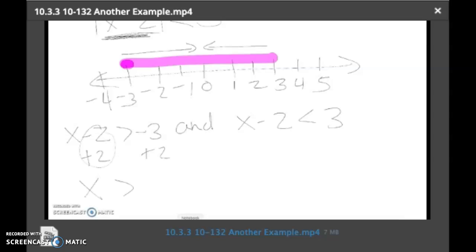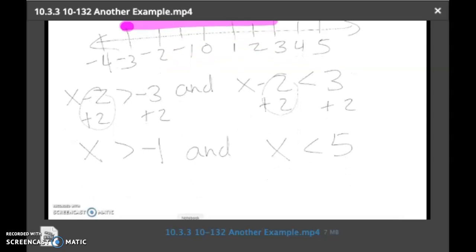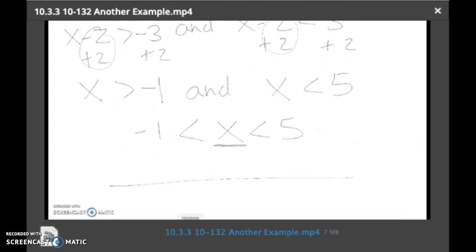So I get x is greater than -1, and x is less than 5, okay? So now I can rewrite this a different way. I have x can be the numbers in between -1 and 5, okay? So x is greater than -1 would look like this, right? If I start by reading with the x, I have that x is greater than -1 and x is less than 5.